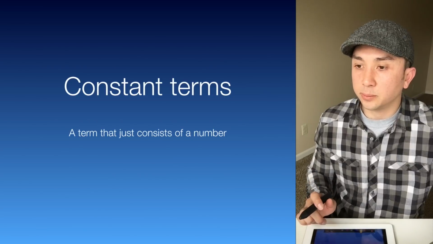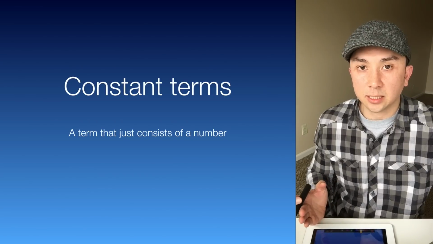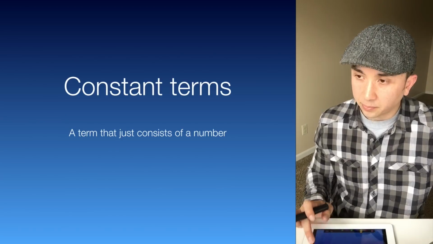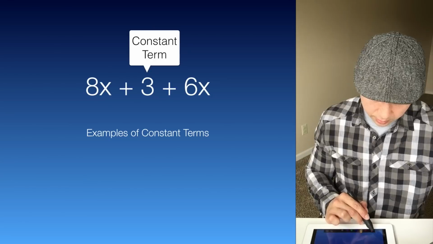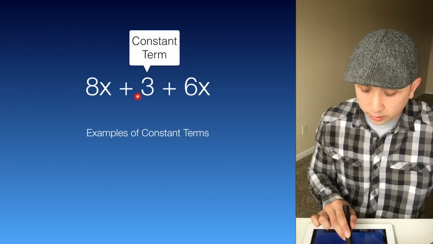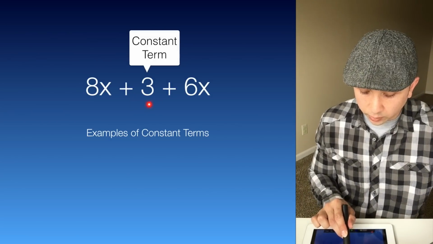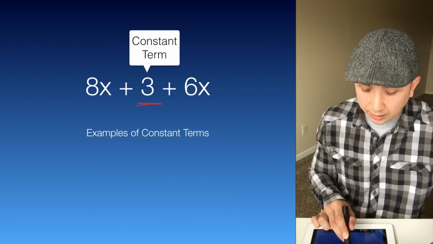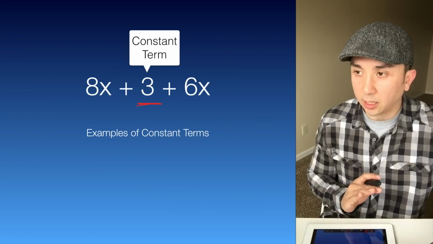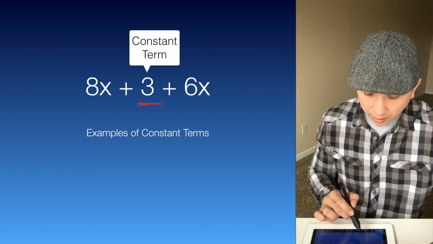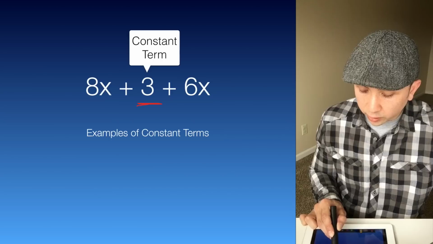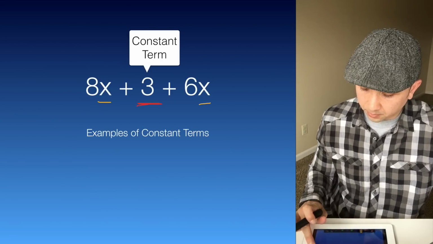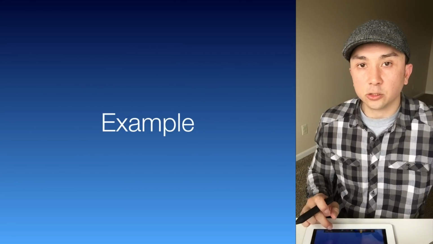Now, constant terms are terms that just consist of a number. They just have a number and that's it. So here, we can see that in our second term, we just have 3. So that means 3 is a constant term because it just has 3. It does not have a variable or anything attached to it. It just has 3. So let's do an example.